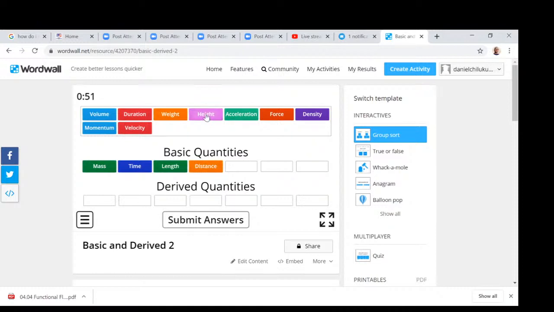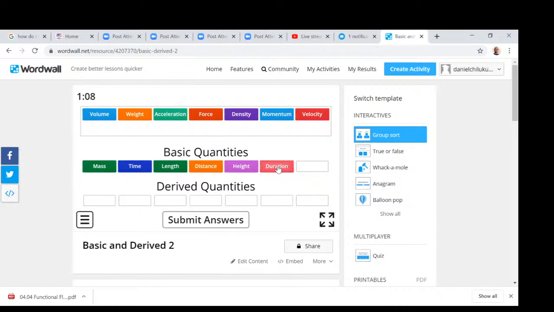Height is a length, so you can categorize it under basic quantities. And what about when we talk about duration? Duration is nothing but a time, so time is always a basic quantity.